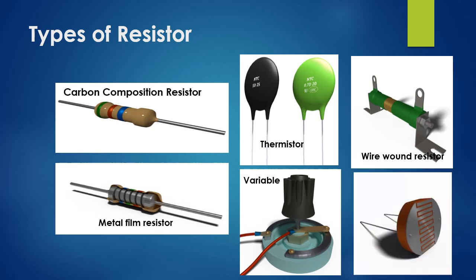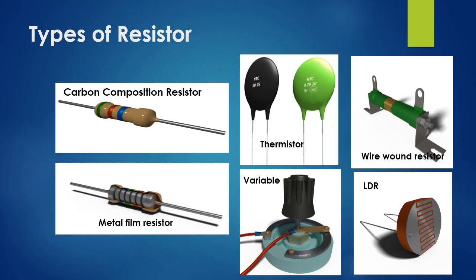Now the next is the LDR. LDR is a light dependent resistor. LDR resistance varies depending on the intensity of light falling on it. It offers high resistance in the dark and it offers low resistance when light falls on it. So these are the commonly used resistors in various circuits.